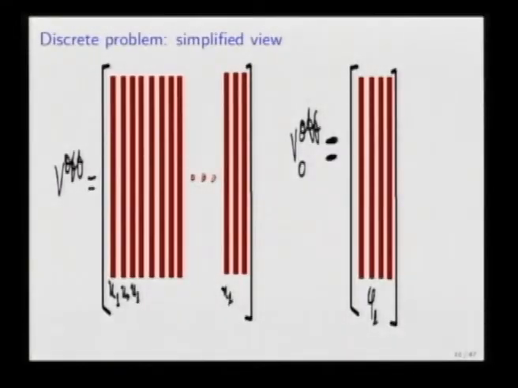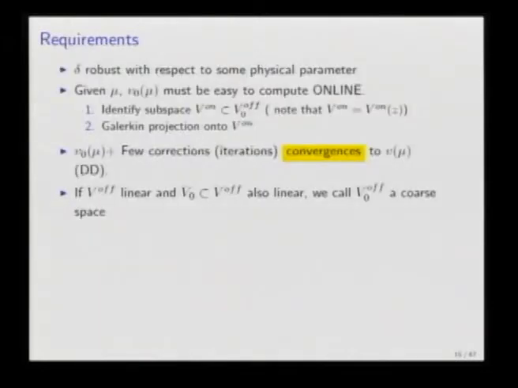I'm going to show you a simplified way to see that problem. You have all possible solutions, like if you discretize, they are vectors. And what you want to do is some reduction to give you the important ones or some subspace that generates the important ones, right? There are many ways to do that. You know that already, right? Again, the delta is the error. You have to be robust, that is, independent of the parameter. And the computation of that coarse representation has to be fast, right?